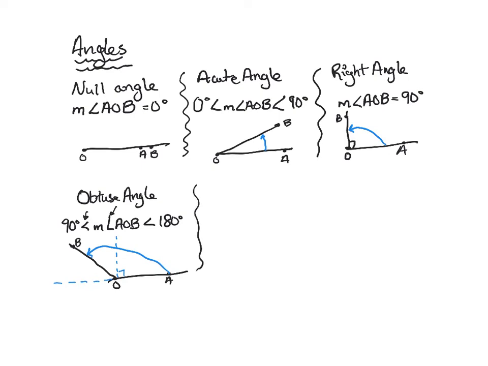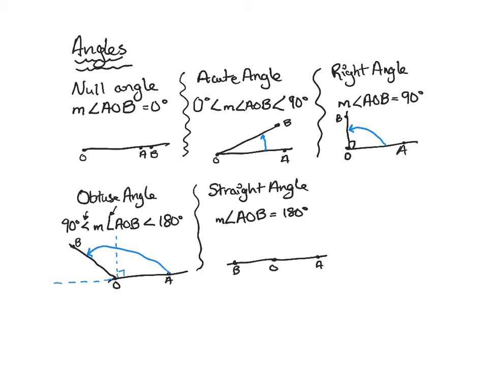The next one is called a straight angle. It's called a straight angle because basically what it forms is a straight line. So in this case, the measure of angle AOB is equal to exactly 180 degrees. So here I have A, I have O, and I have B.